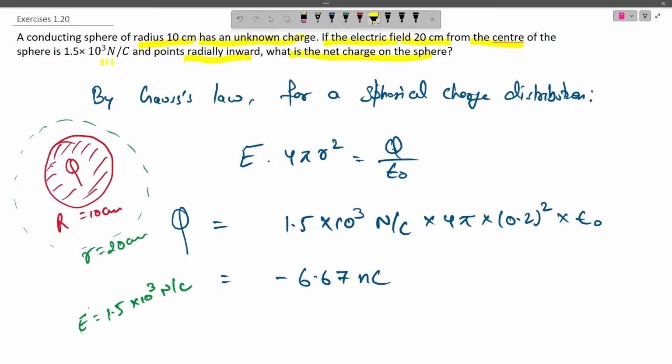So since this electric field is directed towards the sphere, we can say that there is a negative charge inside the sphere. Now we have to find out what is the net charge on the sphere. So by Gauss law we know that for a spherical charge distribution, electric flux would be equal to Q enclosed divided by epsilon naught.